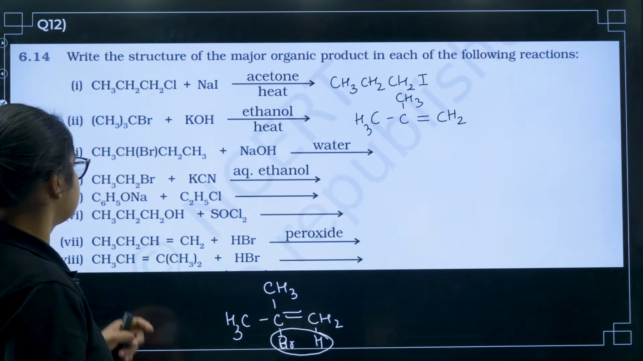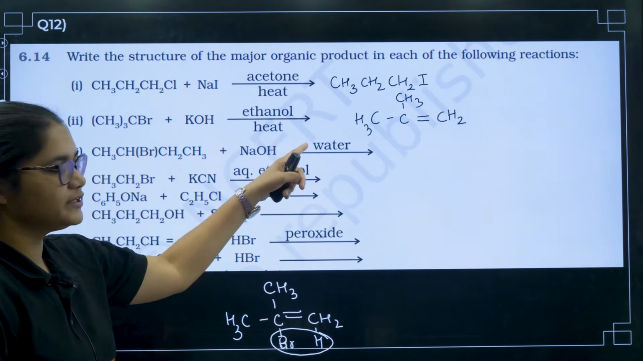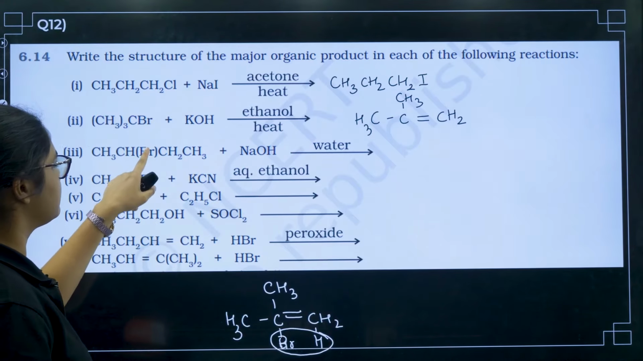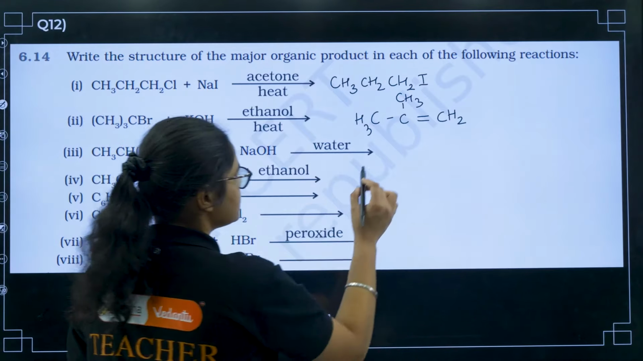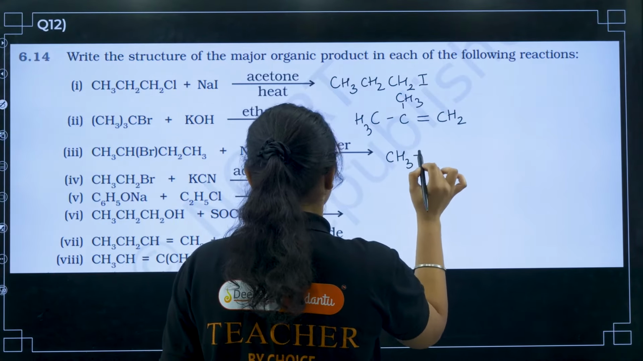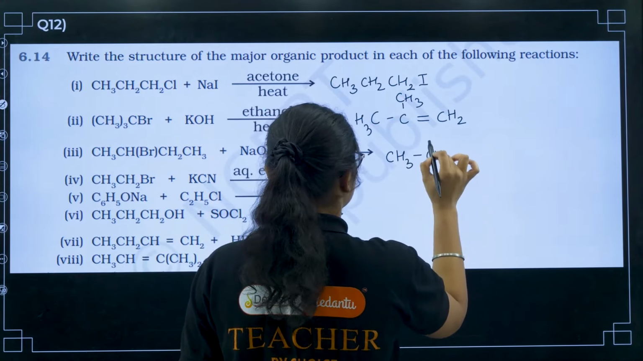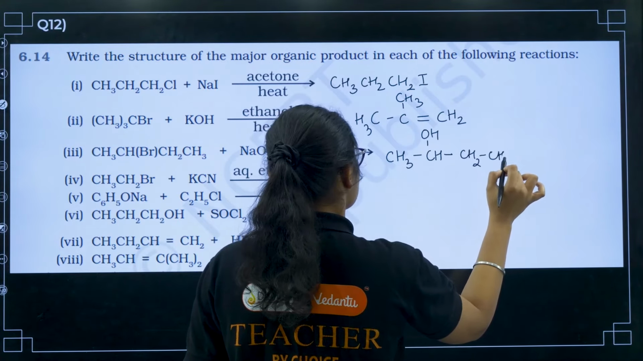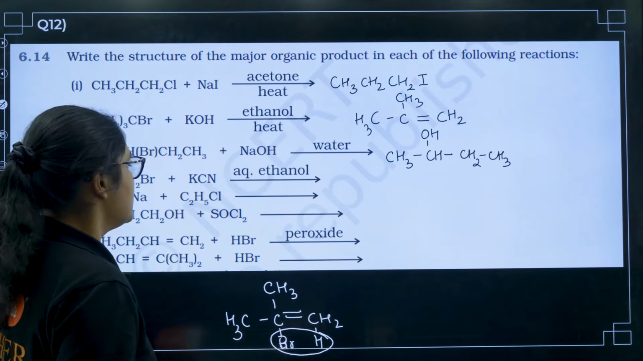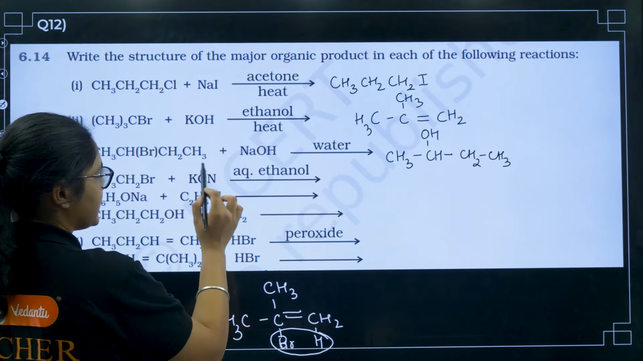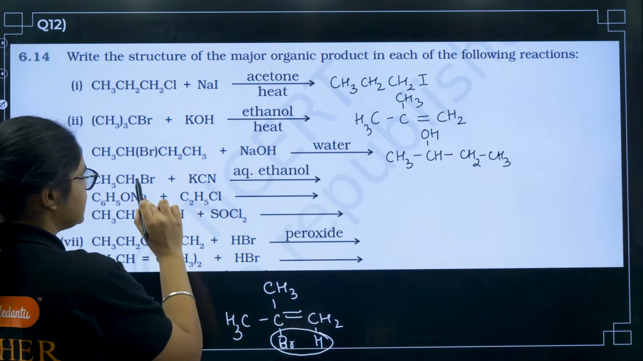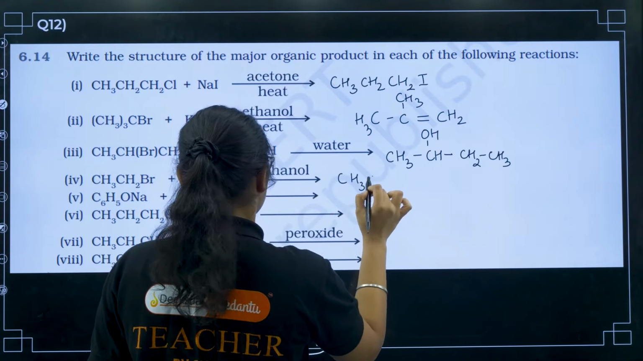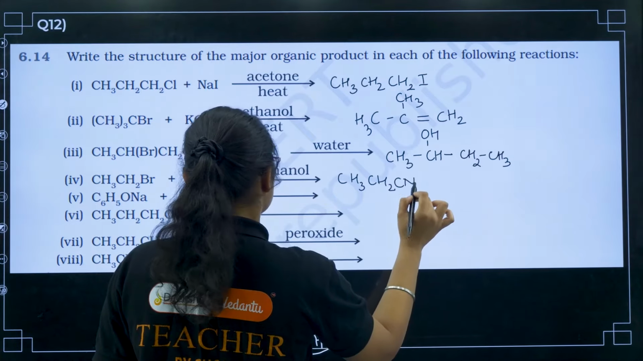Okay, next we have Br and NaOH in water. So what will happen? This is your aqueous NaOH, so nothing special happens, simply this Br will be replaced with OH. So I will get the product CH3, CH, OH, CH2, CH3. Okay, next here we have aqueous KCN. This is also simply replacing this Br with the CN, right? So we will get CH3, CH2, CN.